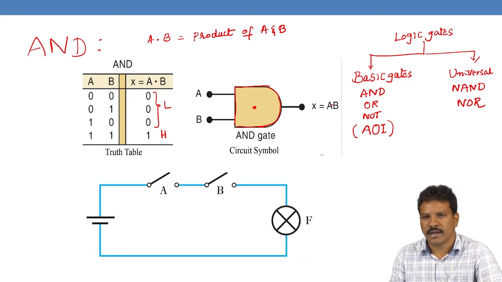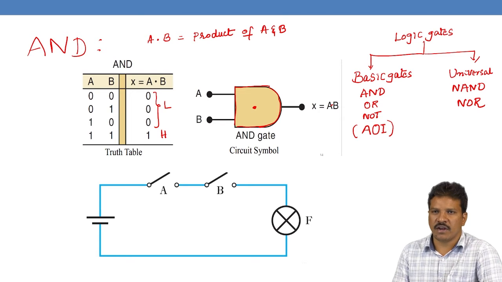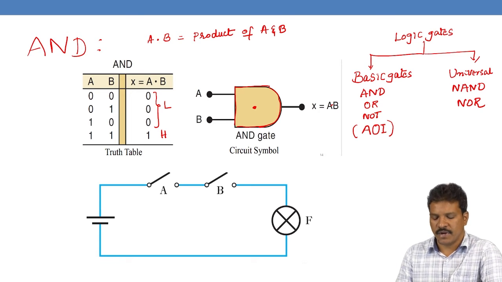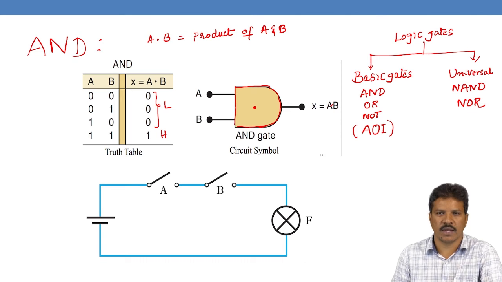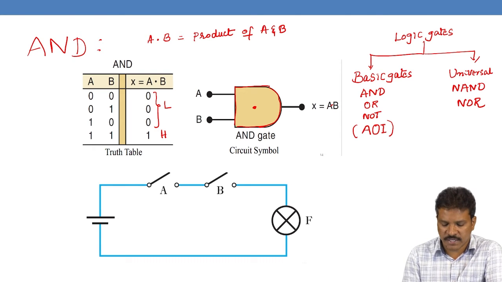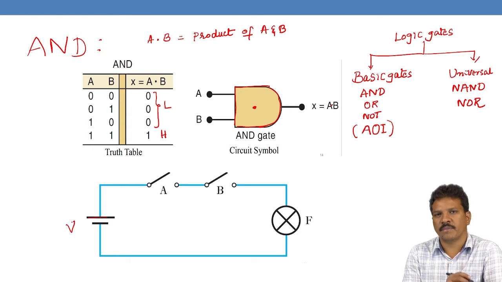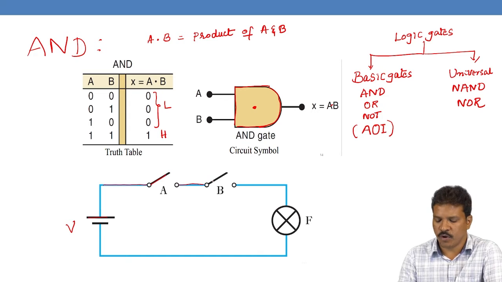The switching diagrammatic representation of this AND operation is, for example, a switching circuit which consists of a voltage battery and two switches connected as inputs. Initially, both are open.